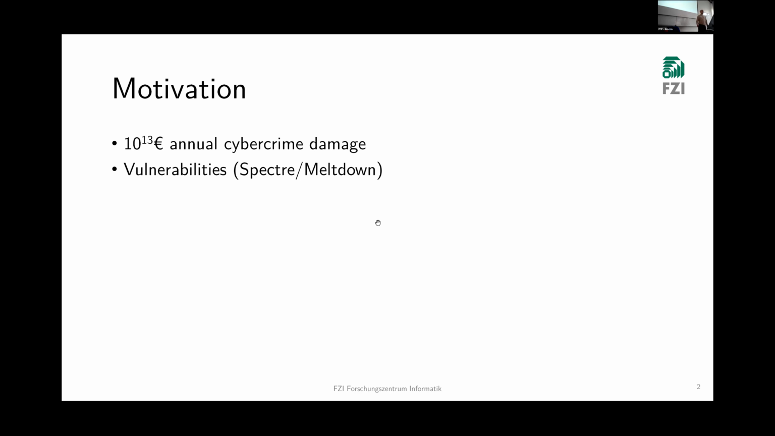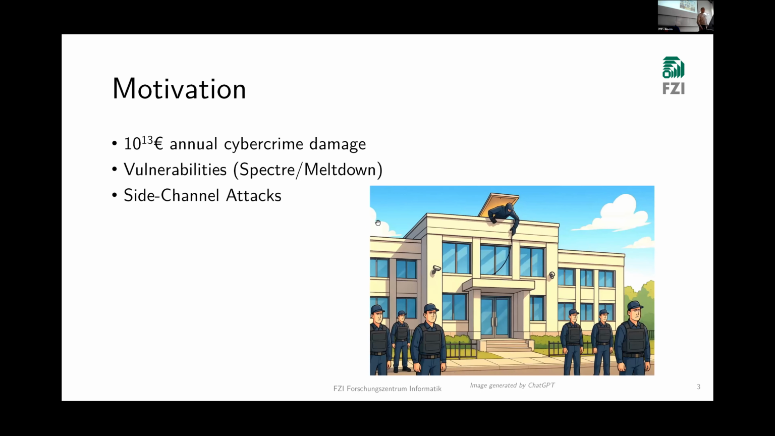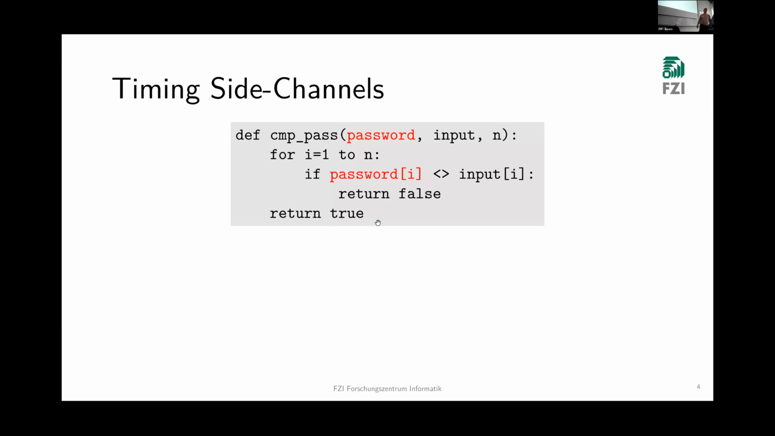One common kind of attack is side channel attacks. A side channel attack is one where the attack is not possible because of a bug or an incorrect implementation, but because some secret information is leaked through a side channel. A prominent example are timing side channels.